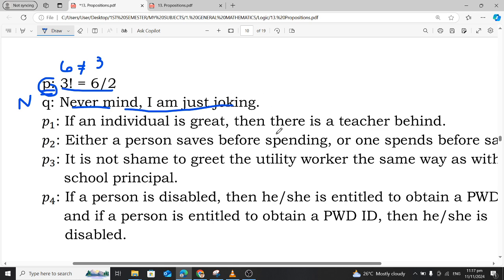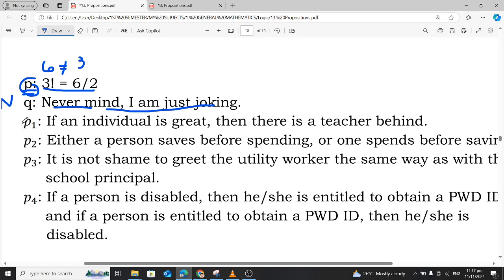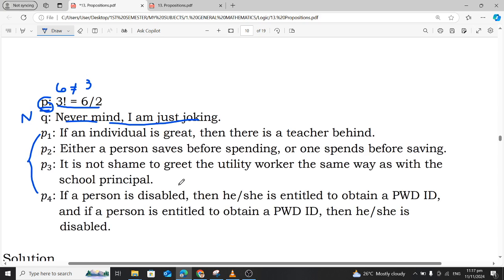Now, these four, class, are propositions. Okay? They are propositions. Now, what we will do with these four is find their truth value, whether the propositions are true or not. Okay? If an individual is great, then there is a teacher behind. In that proposition, true or false, what is the truth value? True. That if an individual is great, then there is a teacher behind who taught them.